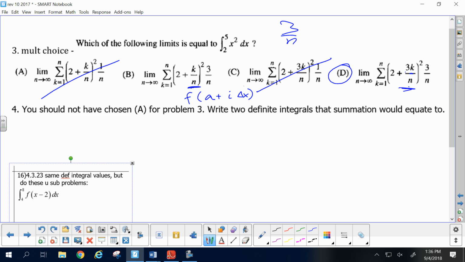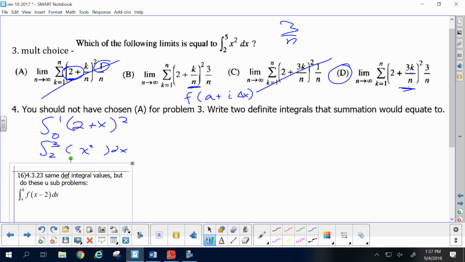Okay. You should not have chosen A for problem 3, right? Two definite integrals, that summation would equate to. What's one thing this could be the same as? Let's start with the limits of integration. They must be 1 apart, right? Let's say I started at 0 and went to 1. If that were the case, then what's the function? 2 plus x quantity squared. What if you started at 2, then the upper limit would have to be 3, but then what would the function be? The function would just be x squared.